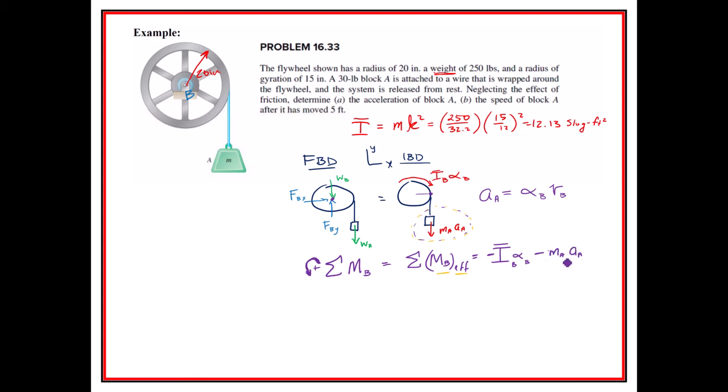But it's going to be a moment. It's got to be an effective moment. So that's just mass times an effective force. We have to multiply it by RB right there in order to get this to be true.